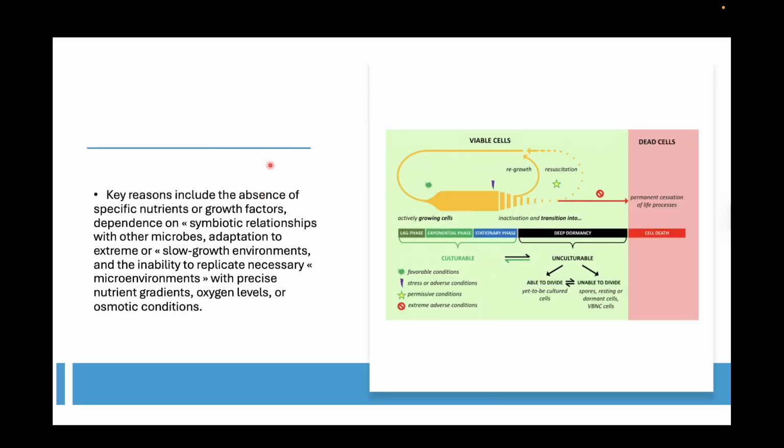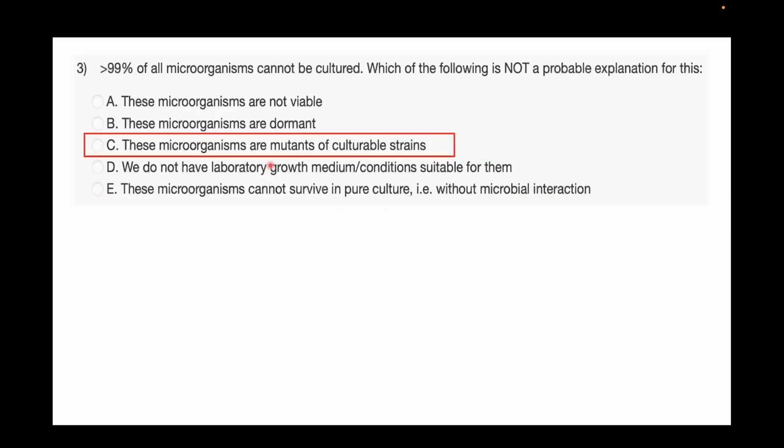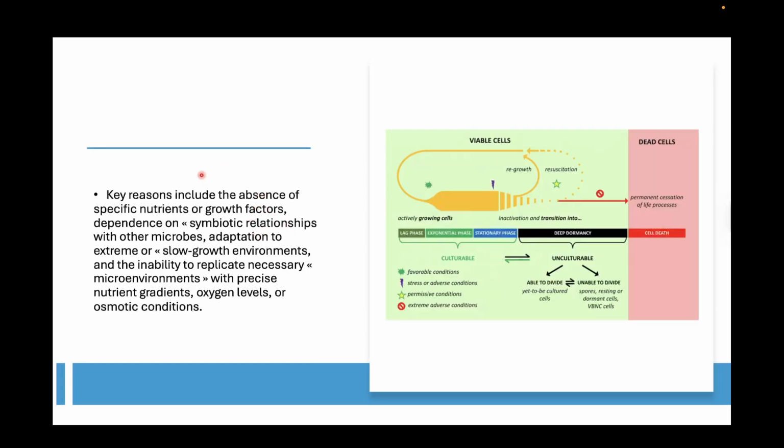Now, what are the key reasons for culturing a microbe in a laboratory setting? What are the key reasons? Key reasons include the absence of specific nutrients or growth factors. Why is the microbe not being cultured in the lab? Because it does not have specific nutrients and growth factors for its survival. So many microbes depend on specific nutrients and growth factors. They also depend on symbiotic relationships with other microbes, adaptation to extreme or slow growth environments, and the inability to replicate necessary micro environments.